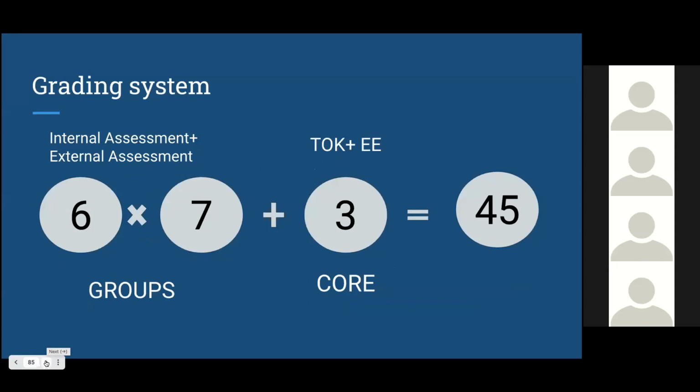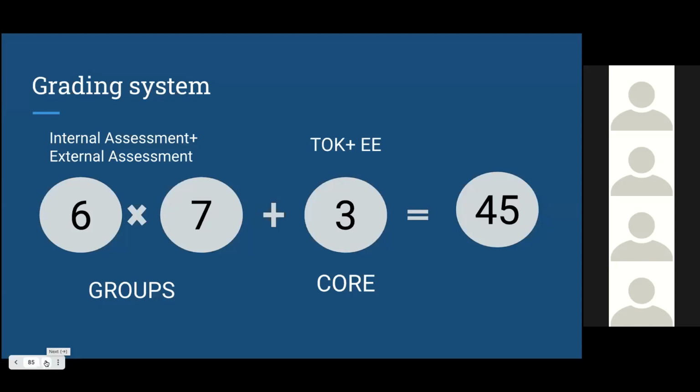From the core, from TOK and EE, you are graded, and depending on your grade combinations, whether it's A and A or B, and so on, you get bonus points of up to 3. So at the end you get a maximum possible of 45 points. And 45 pointers are really rare. On average, they're only around 50 to 60 per exam session. So it's one of the hardest scores to get, 45.